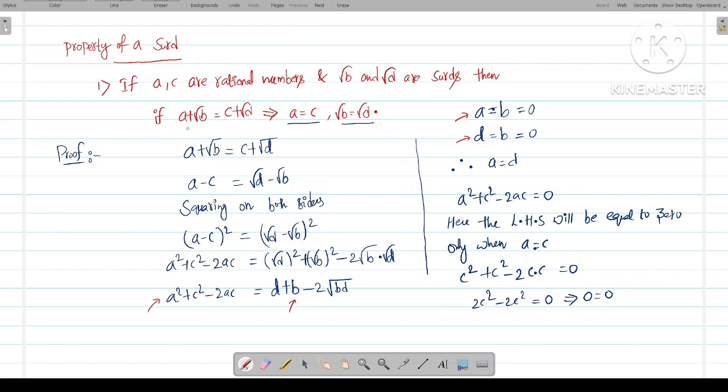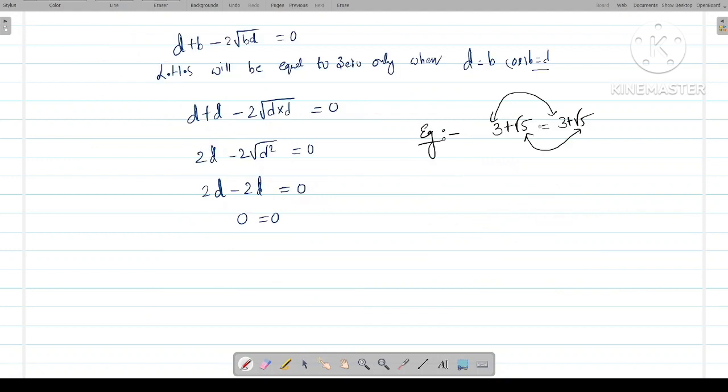So if a plus root b is equal to c plus root d, a and c are rational numbers, root b, root d are surds, then we can say that a is equal to c and root b is equal to root d. Okay, so in this way we can prove that.